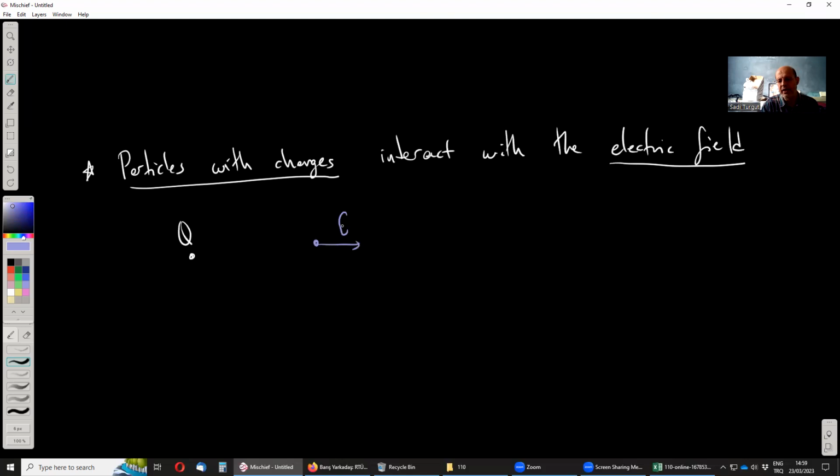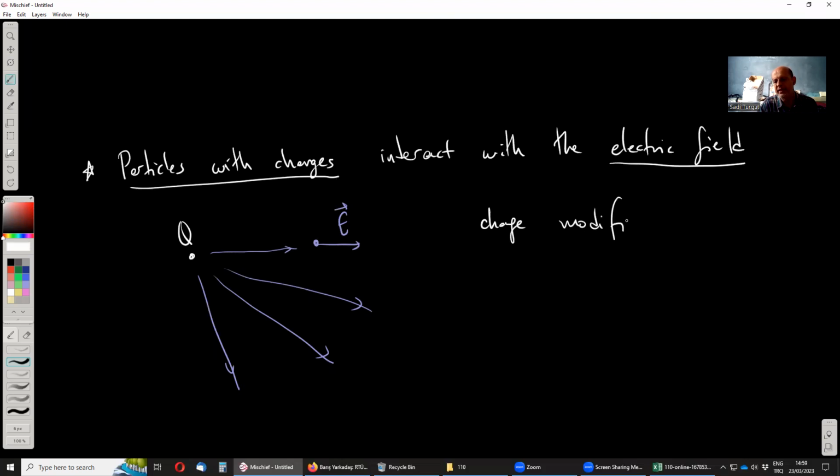If there's an interaction, both of them are basically changing their states. So first of all, a charge modifies the electric field in space, right? That interaction changes the behavior of the field. That field is modified because that charge produces an electric field.